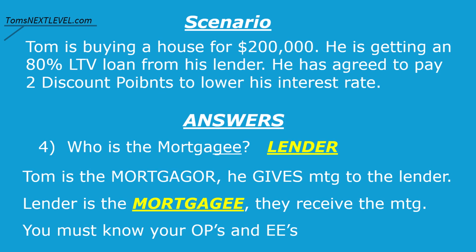A couple other test tips here. The mortgage is given to the lender as security or collateral for the debt. The lender will make you the loan, but they want some security. They want some collateral. And so you put your house up by giving the lender a mortgage, and that acts as collateral or security for the lender. And so the lender is the mortgagee, receiving the mortgage.